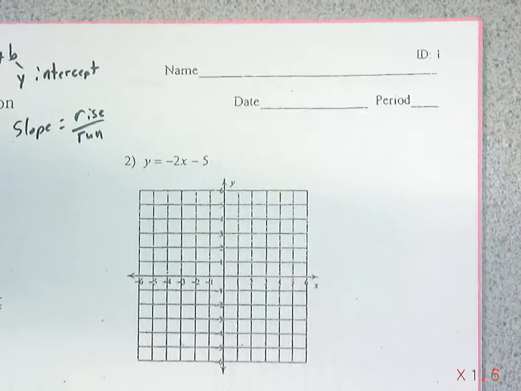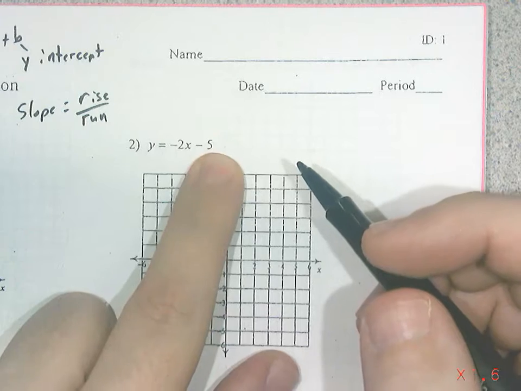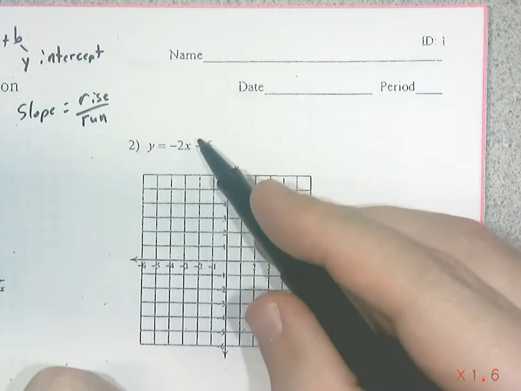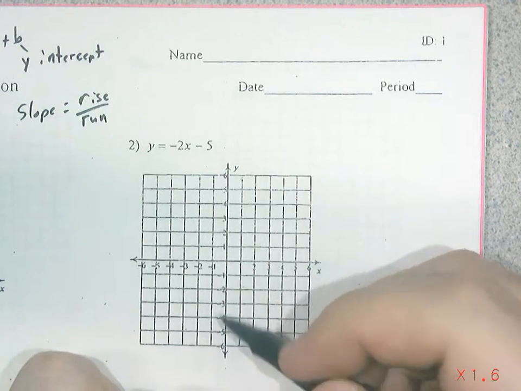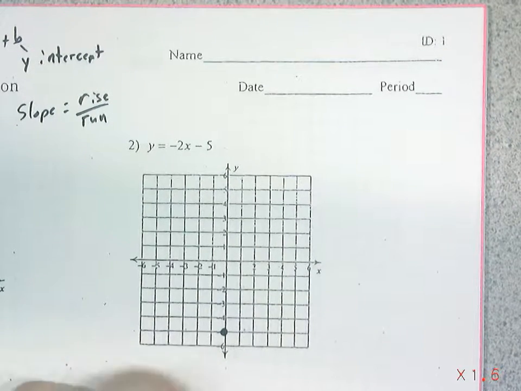Now let's look at another example. So let's look over here at 2. So here our y-intercept is -5. So again, that's where I start. I start right there at -5 on the y-axis. Right off the bat, I know that's where I need to start.